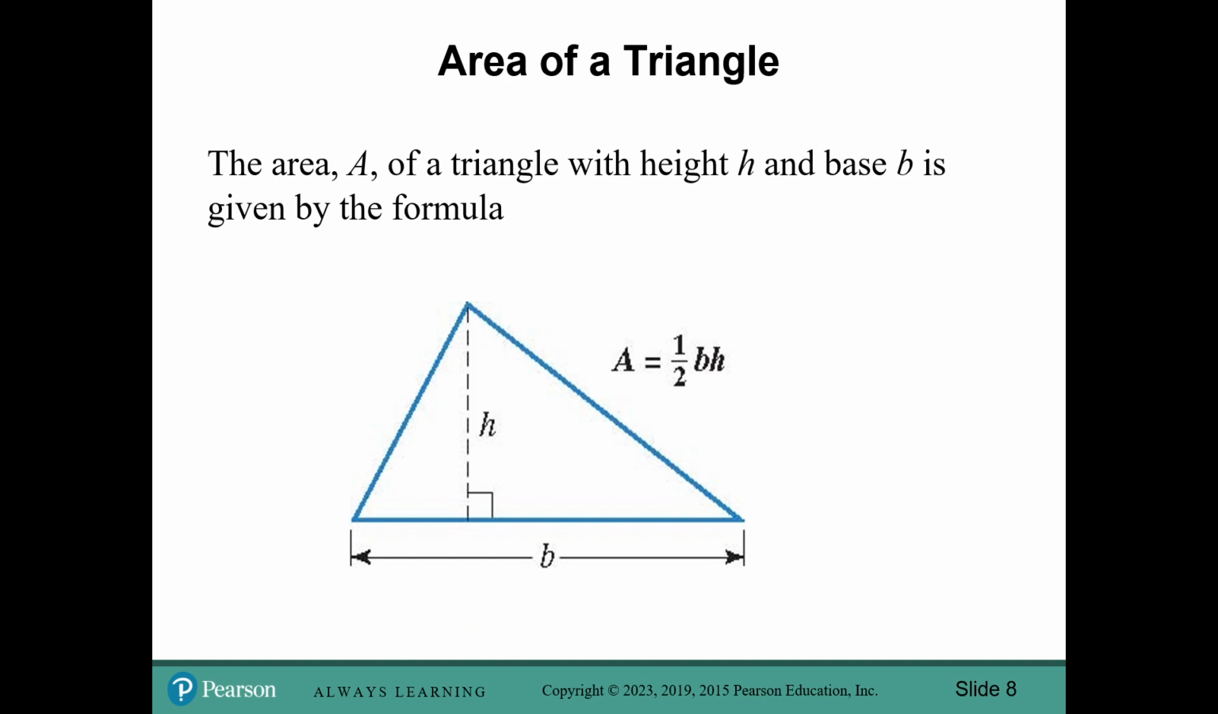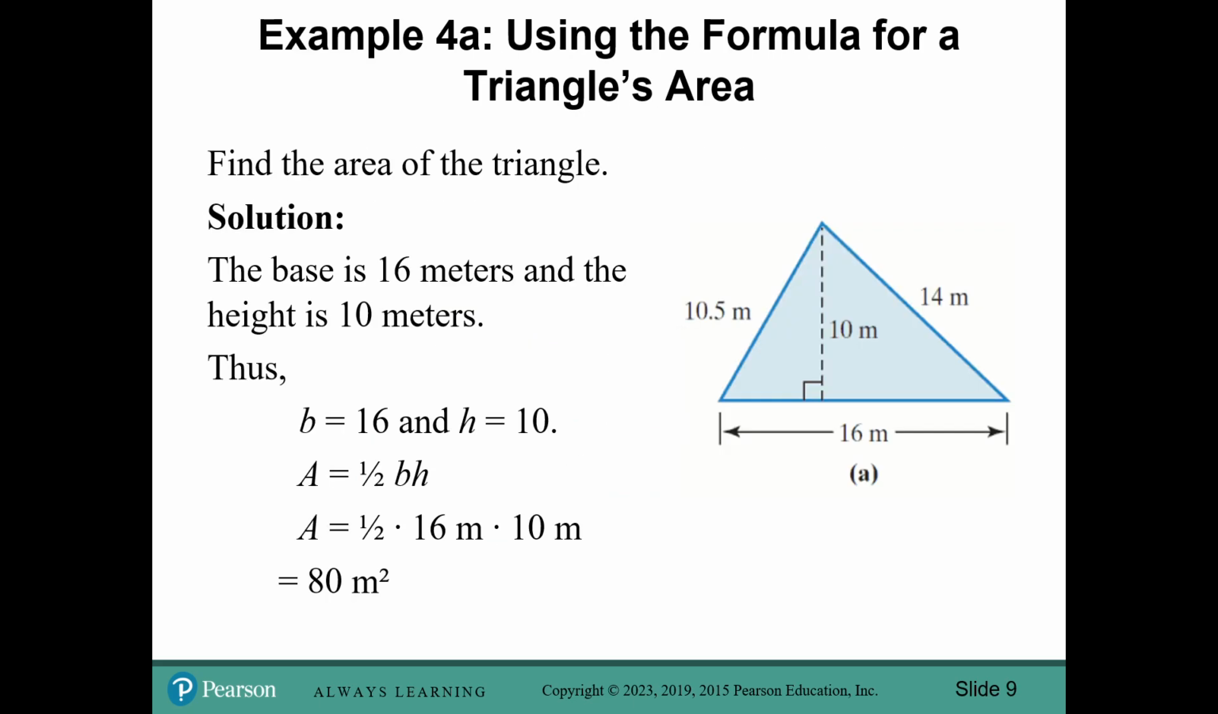Just like the parallelogram, we have to find the height here. The height is what's going to drop down, hit your base, and give you that 90 degrees. So if we find our height here, we know our base, we can just do 1/2 base times height. Okay, so let's look at an example.